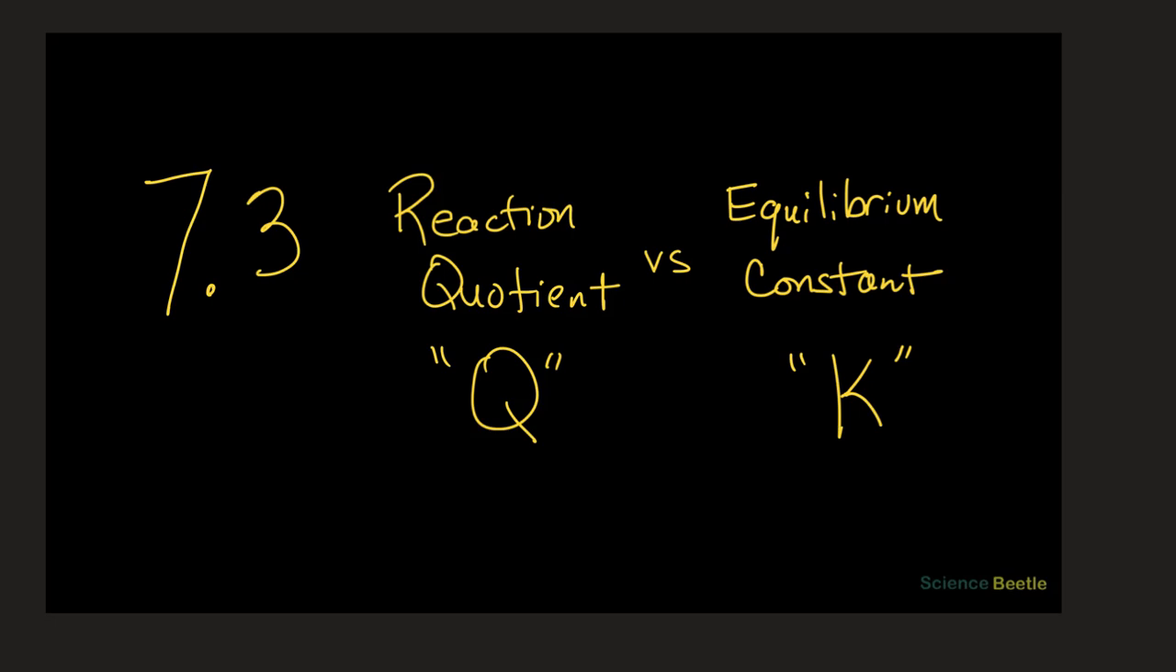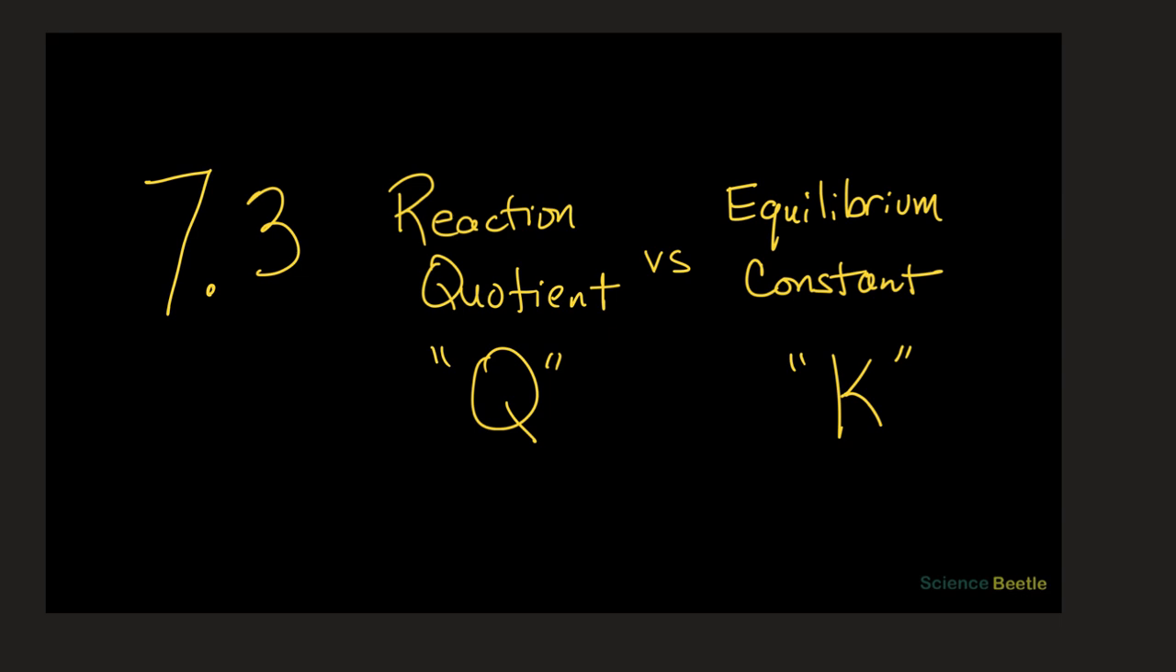All right, in 7.3, we're going to be looking at the reaction quotient, which is represented by Q, and we're going to compare that to the equilibrium constant K. So one of the things that you need to remember here is, what is each one? Well, if you remember from the previous video, we had already established what K was. K is the value where equilibrium is going to be established.